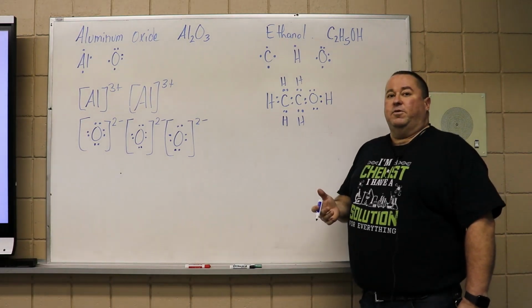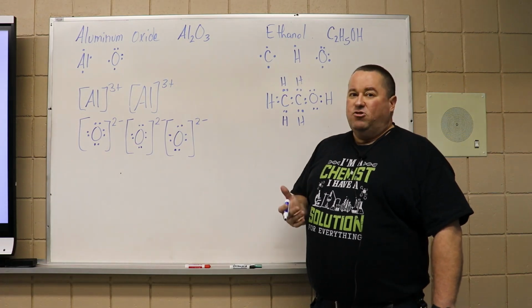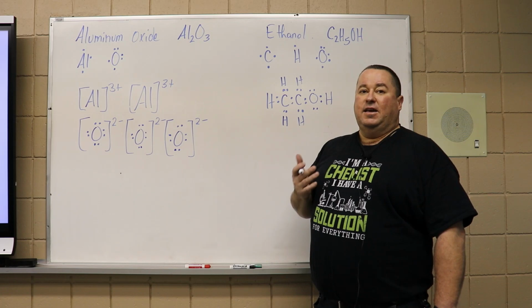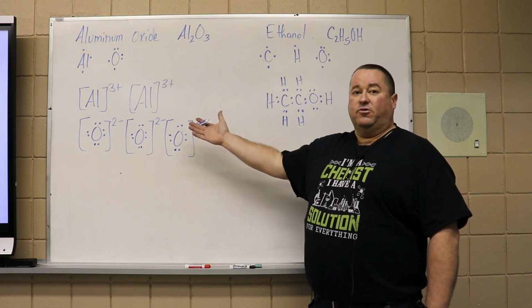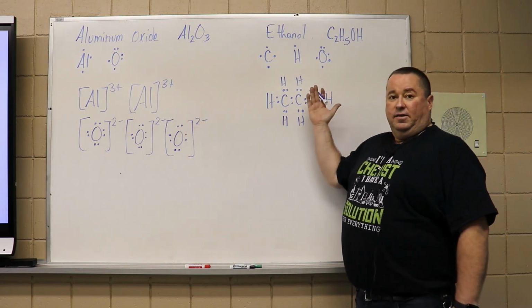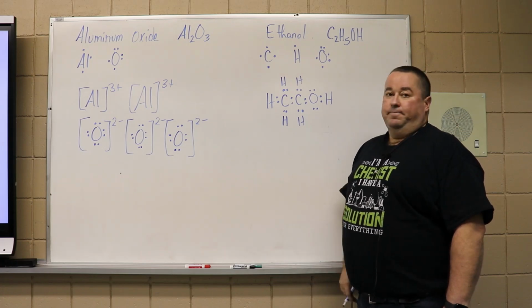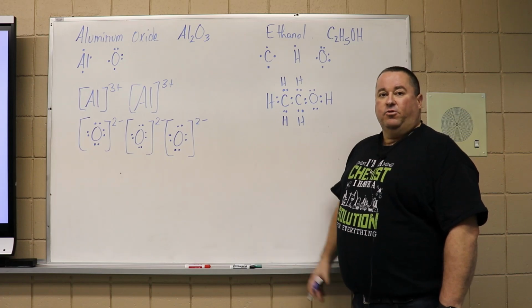So what you have to remember is to draw one Lewis diagram for each kind of atom in the compound. Then you have to decide, is this compound ionic, and therefore I show transfer of electrons and the formation of ions, or is it covalent, and then I show sharing of electrons. So that's it. Go do some practice.